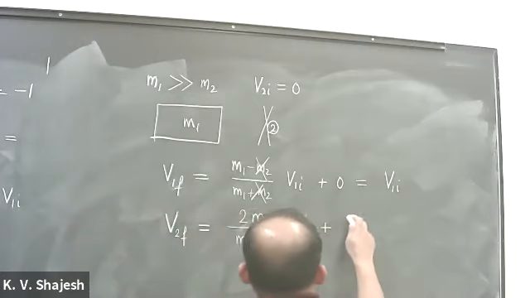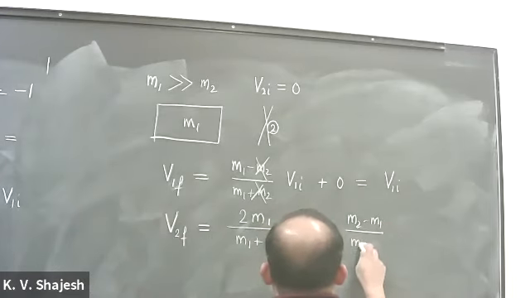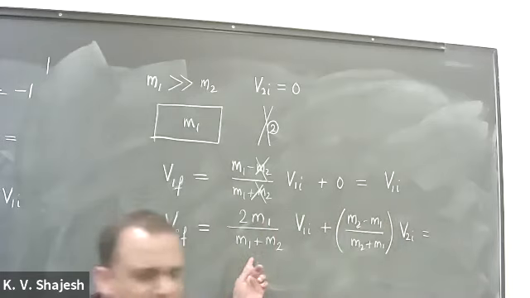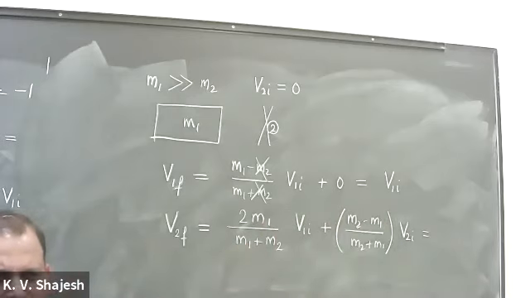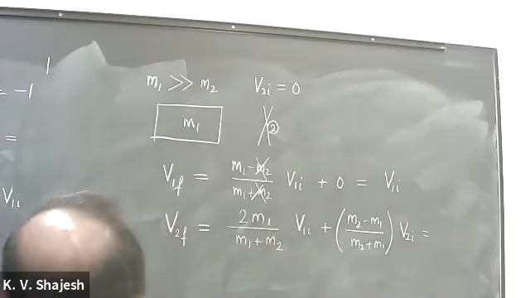V1 initial plus M2 minus M1 over M1 plus M2 times V2 initial. Am I writing this correctly? Could anyone help? Yeah, I think that's correct. Thanks. Yeah, earlier I wrote it as M2 and then I was getting something off.